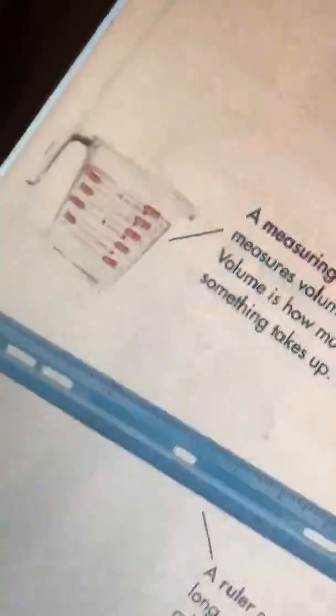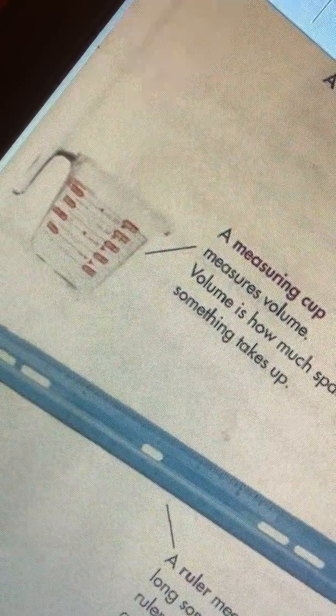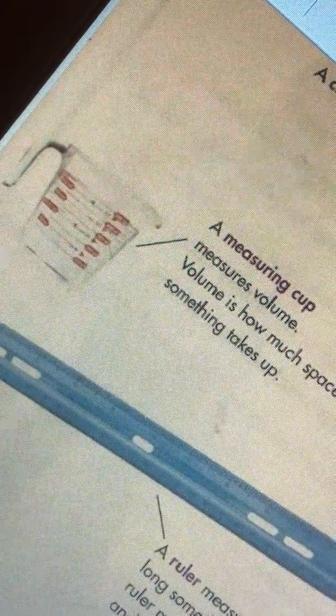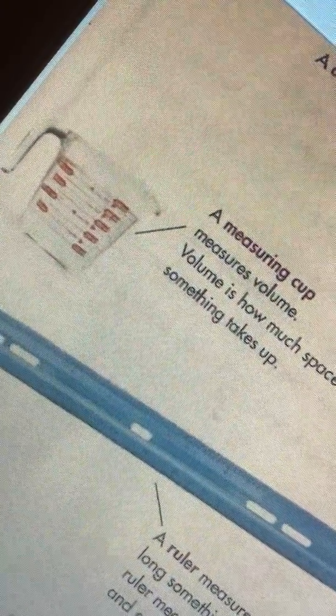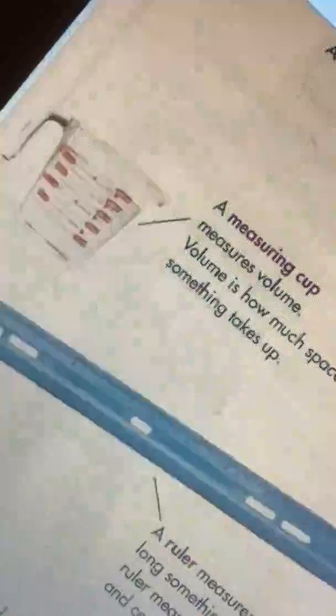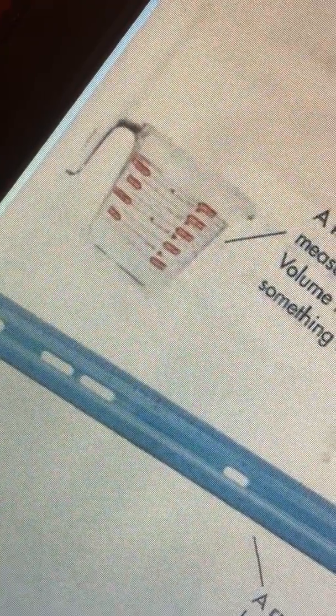Okay, the fourth one is a measuring cup. Maybe your mom has it in the kitchen. She uses it when she bakes a cake or when she cooks. A measuring cup measures volume. So this is a measuring cup also. It is a tool to measure something. So it measures what? Volume.